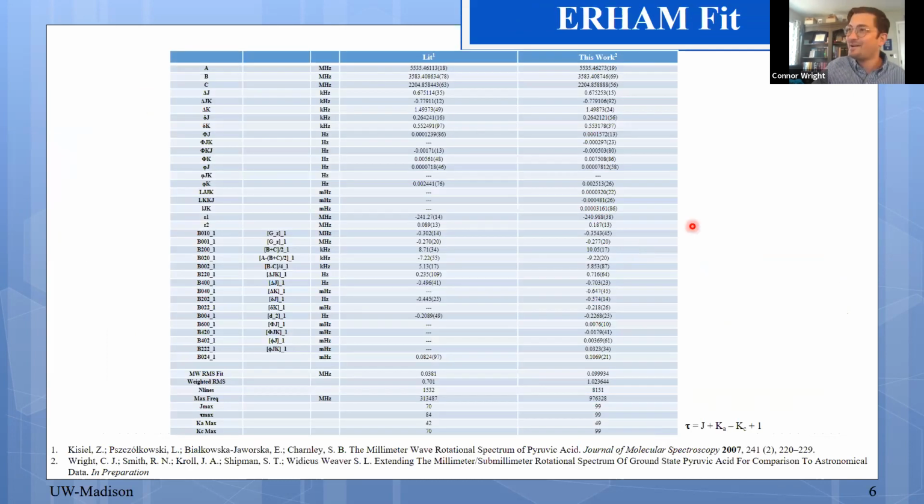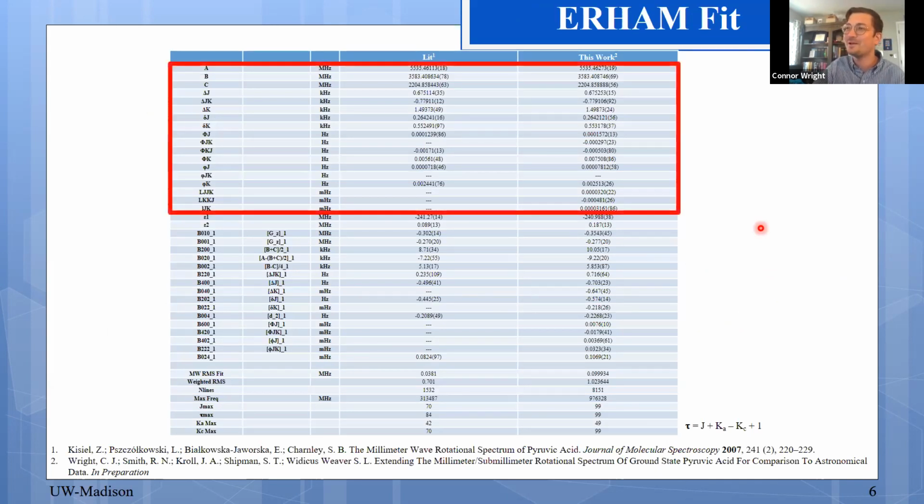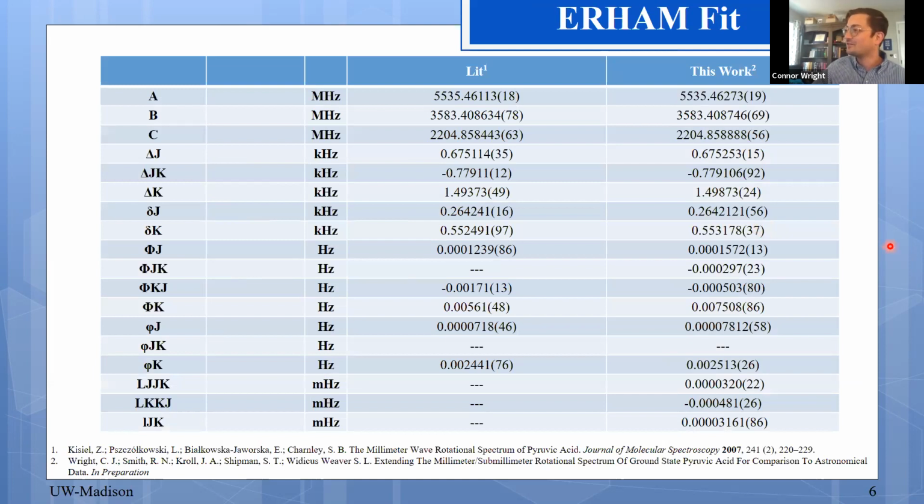So here is the state of the Erham fit, and I know this is a very large and very tiny table, so I'm going to zoom in on the sections to show you in detail so we can discuss. The first section I'm going to show you is the standard A, B, and C constants and the centrifugal distortion constants, and a comparison of that to the Kisiel work in this column here. As you can see, we have very good agreement in all of our rotational constants, and in several cases, we increase the precision of the rotational constants.